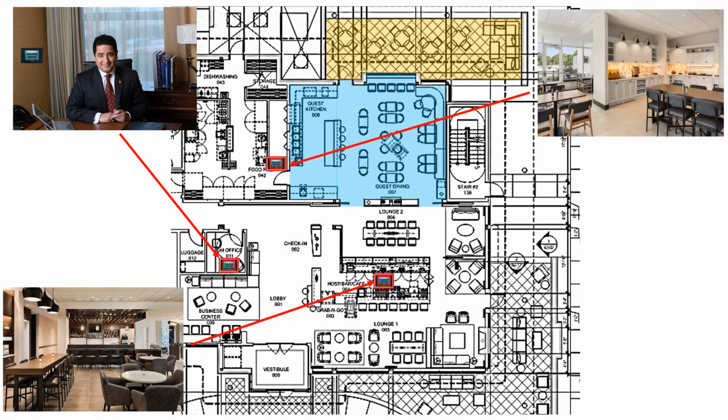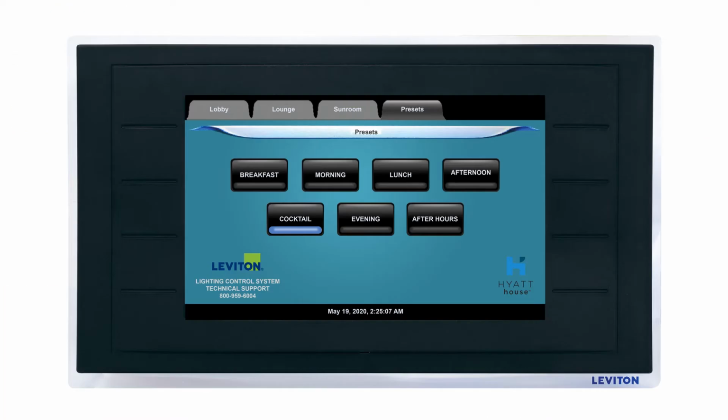A third lighting control station is in the prep kitchen location. This touchscreen can only control the lighting in the guest kitchen, the guest dining area, and any external patio which may be associated with these spaces. We are now going to take a closer look at the touchscreen stations and explore the different functions and presets.